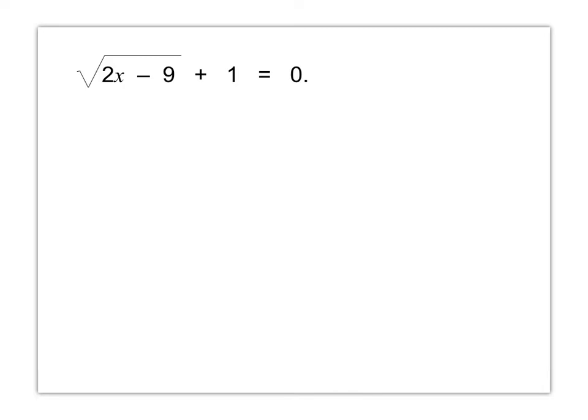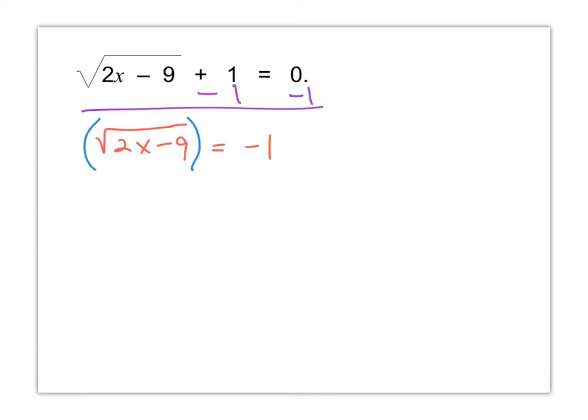Here we have another radical equation, the square root of 2x minus 9 plus 1 equals 0. Our first step is to isolate the radical. Get the radical term by itself on one side of the equation. We can do that by subtracting 1 from both sides. And when we subtract 1, we get on the left side the square root of 2x minus 9 equals negative 1. Now we raise both sides to the second power because the square root and the second power are inverses.